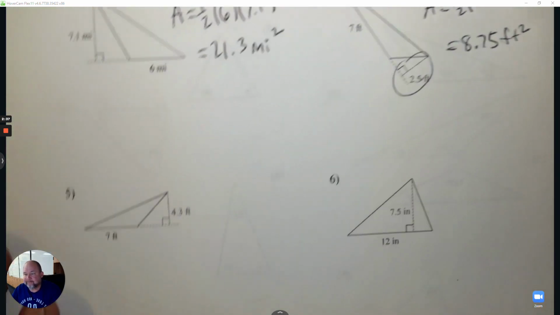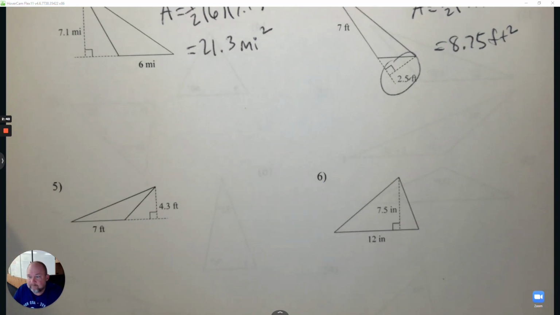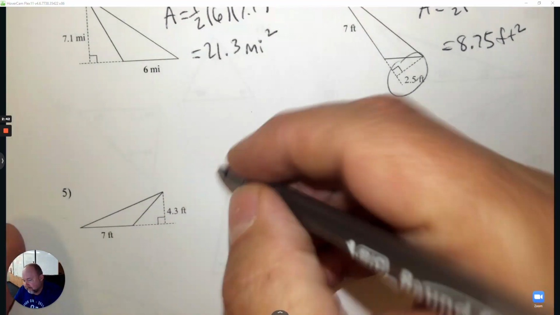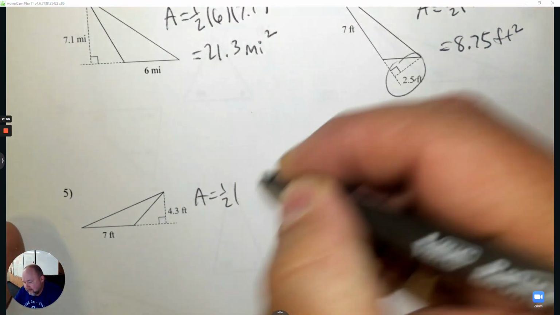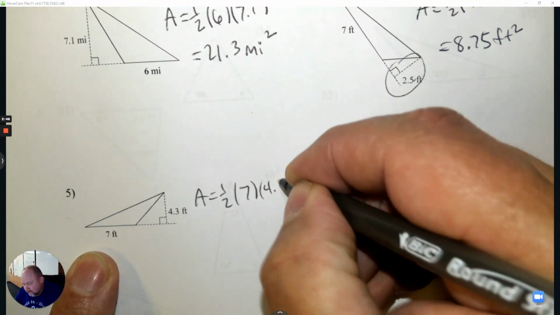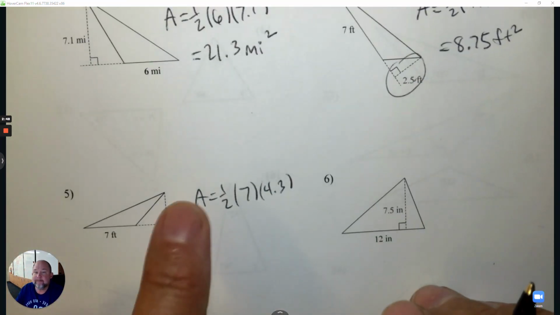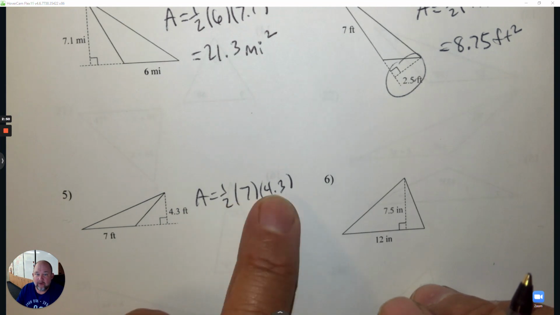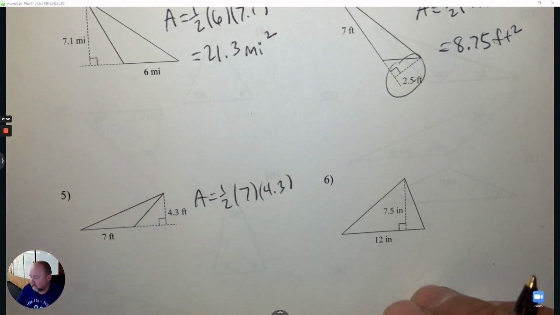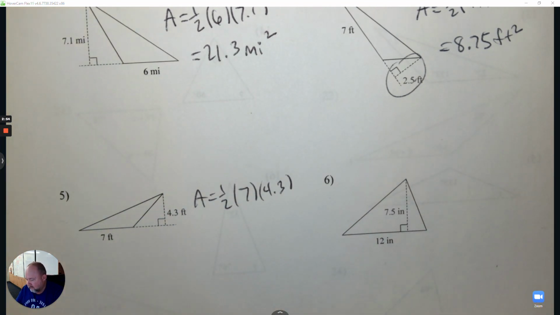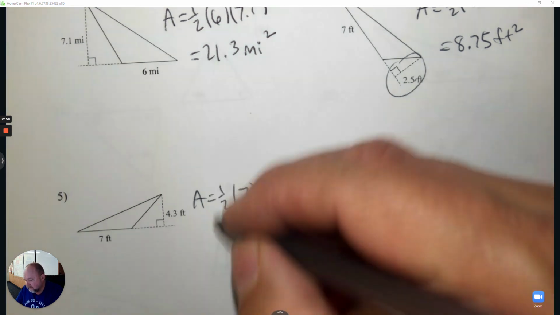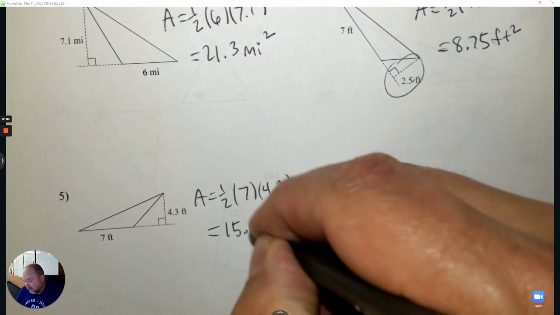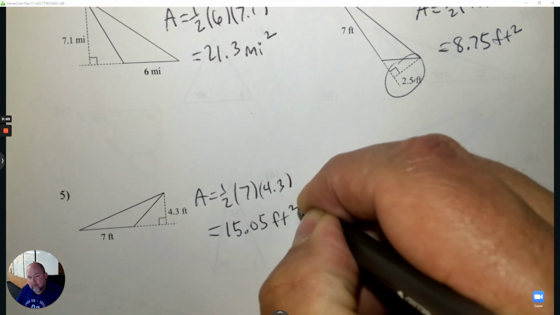Number 5. One half the base times the height. So again, I'm going to multiply first and then divide by 2. So 7 times 4.3 divided by 2. I get 15.05, and that's feet squared for area.